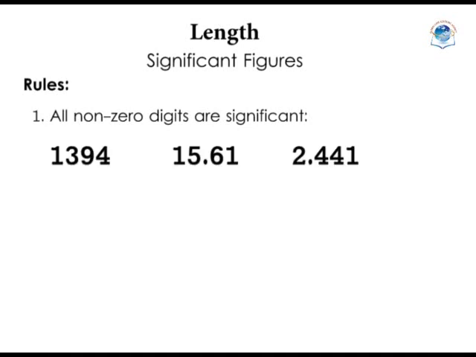So 1,394, 15.61, and 2.441, all of these numbers have 4 significant figures. Zeros may or may not be significant depending on their location on the number. Let's see that in the next rules.